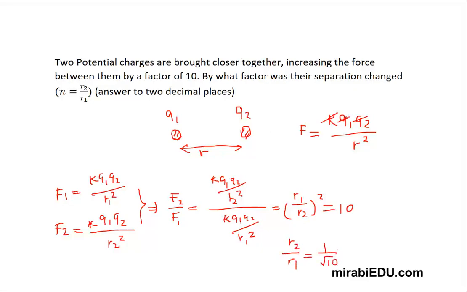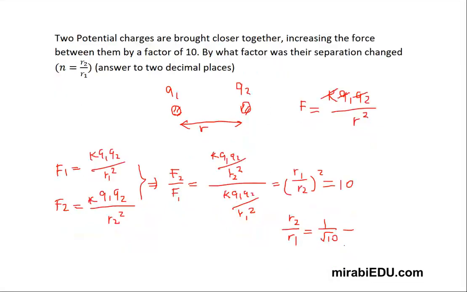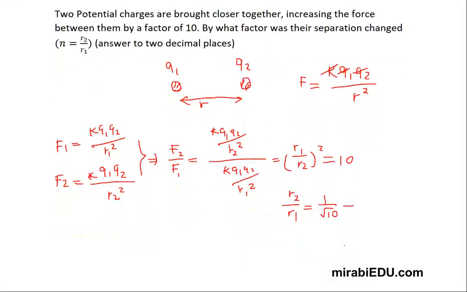And this is given to be 10, so we can find that R2 over R1 equals 1 over radical 10. If we calculate this with a calculator, 10 radical and then the inverse of it, it will be roughly 0.32, because the question has said answer to 2 decimal places. Okay, so we need to get them closer to each other so that the force increases. So R2 over R1 must be a number less than 1, which is the case here.